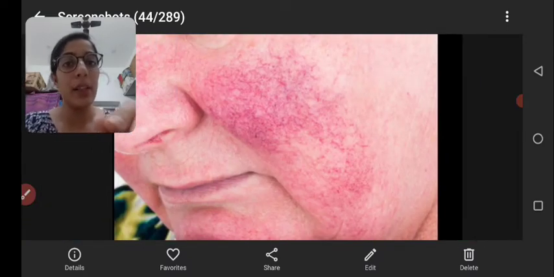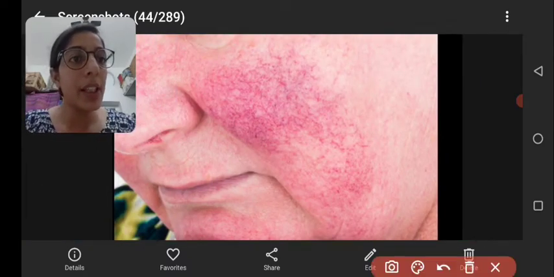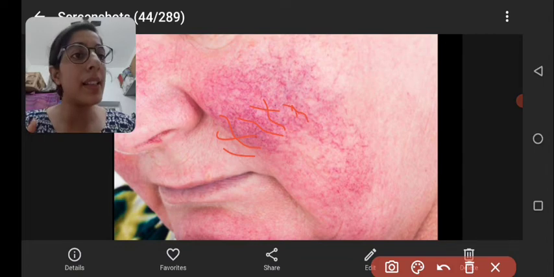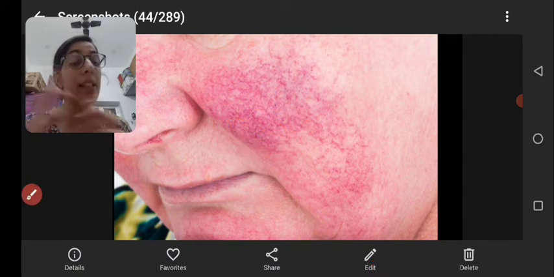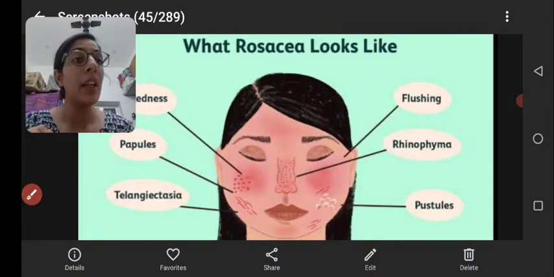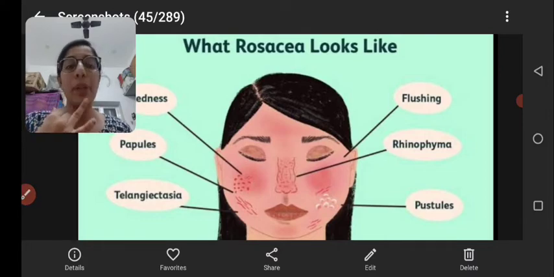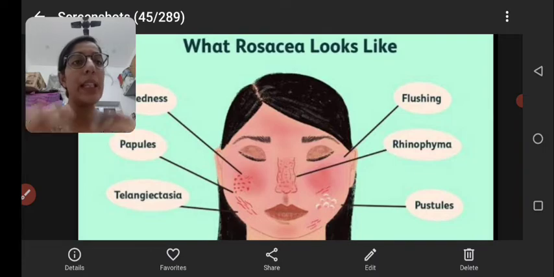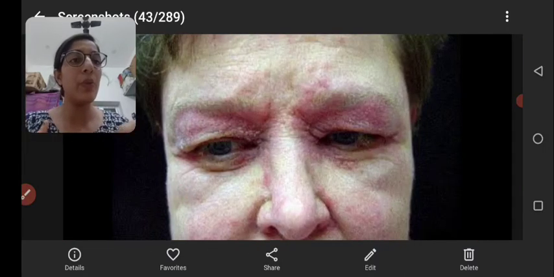Rosacea. Yes, what I want to say is, look here, vessels are seen. Nasolabial folds are also involved, and some vessels are seen. This is known as rosacea. Telangiectasia can be seen here. Flushing, rhinophyma, pustules, telangiectasia, papules, and an erythematous region you can see in rosacea. Let's move towards our next image.